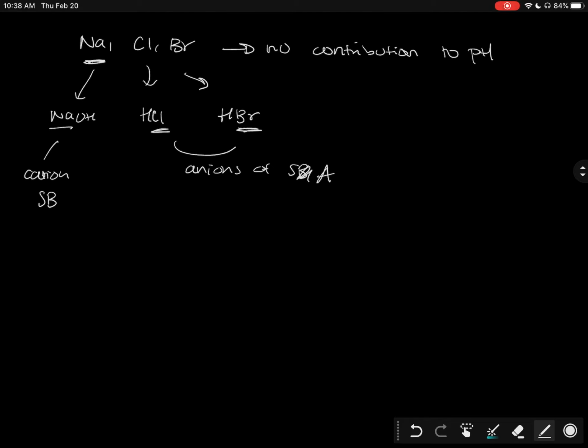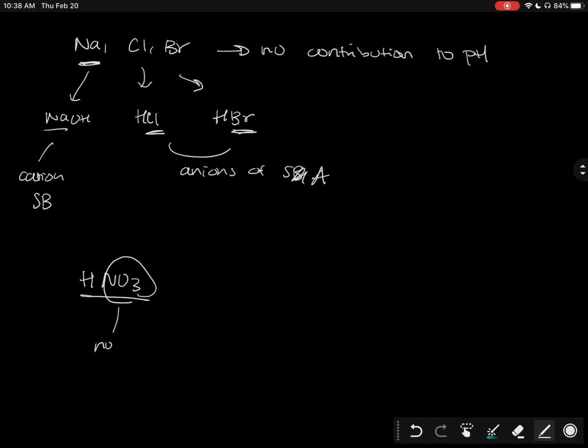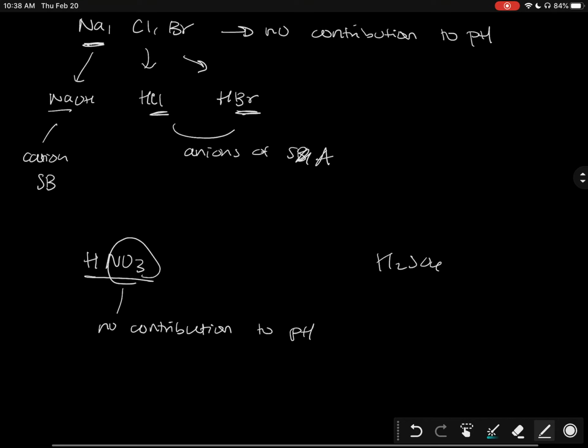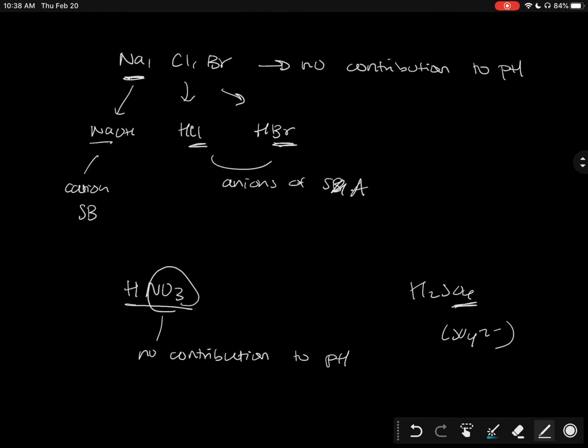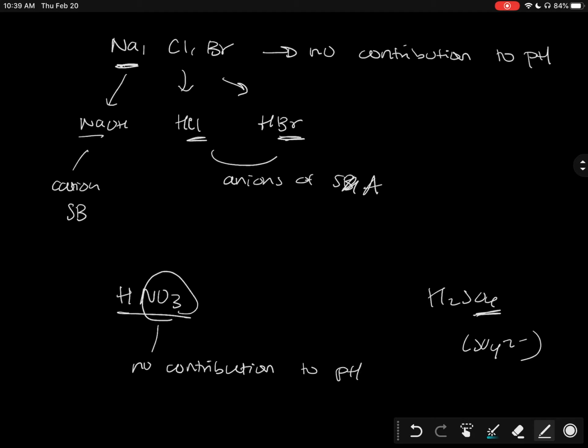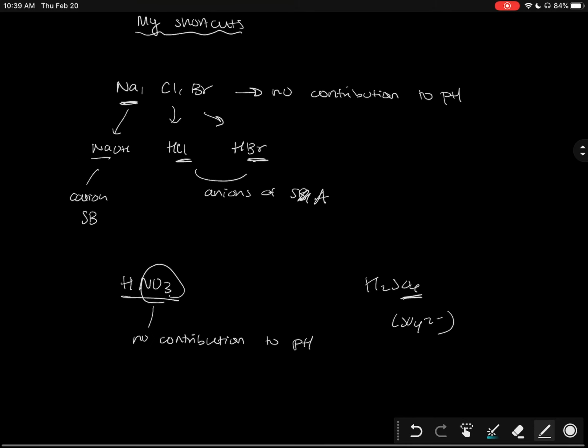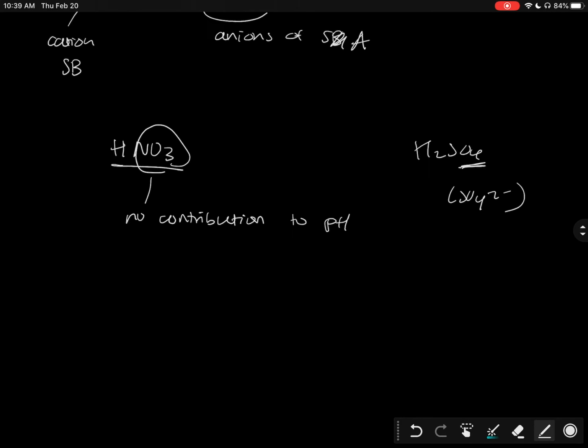Also, some ones that might disguise themselves a little bit are HNO3. We know this is a strong acid, so this has no contribution to the pH. And same with H2SO4, right? This ion won't have any contribution, so that's SO4 2-. So just keep a lookout for that. If it normally goes with a strong acid or a strong base, we know it's not going to contribute to the pH at all, and we can just ignore it.